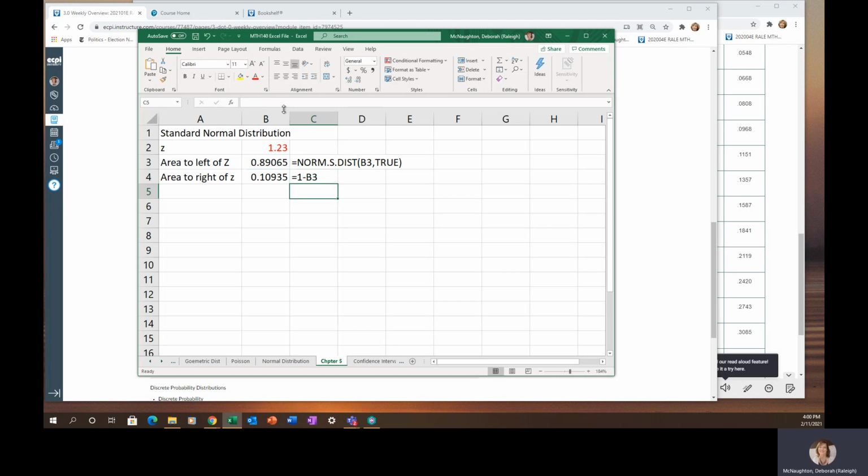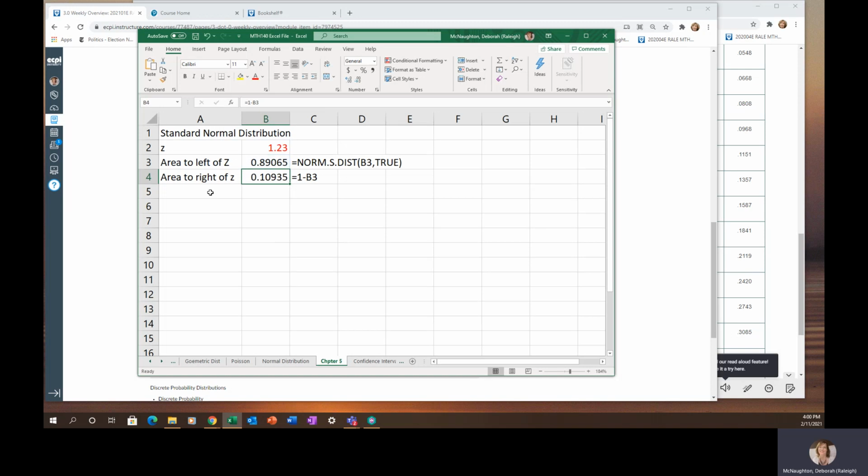Okay. Here we go. So this one is NORM.S.DIST, this value, comma, TRUE. And this one is just 1 minus the value that we got that was to the left. That's how we get the area to the right.